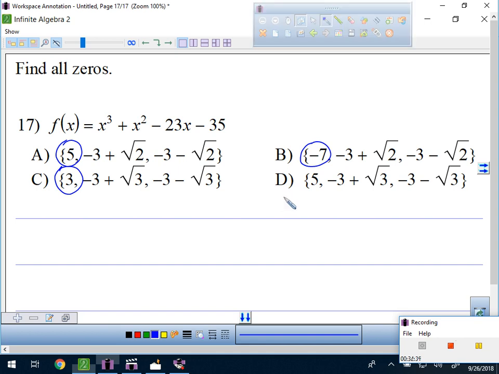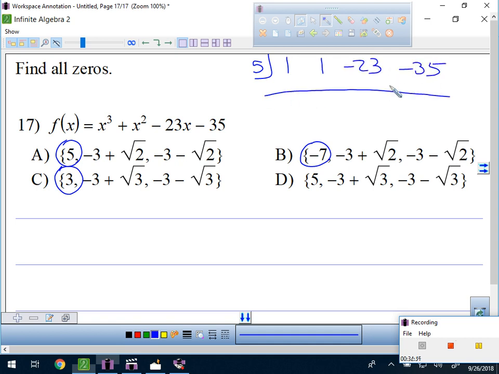So the question is, though, how are you going to test it? Synthetic division. So let's pick one. Well, if you know which number shows up twice, why don't we test that one out? So let's test out the 5, see if that works. So here's what I'm going to have: 1, 1, negative 23, negative 35.